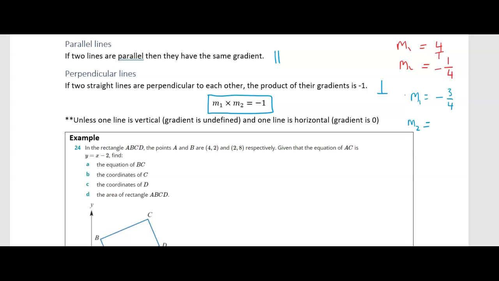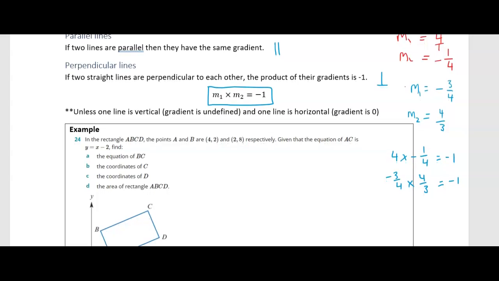All right, because it's already negative, my other one's got to be positive, and then I just flip. So it's going to be the reciprocal of 3/4, which is 4/3. With perpendicular lines, one gradient is positive, the other one is negative, and they're just the reciprocal of each other. Now, what the -1 means is if I was to multiply 4 times -1/4, I would get -1. If I was to multiply -3/4 by 4/3, that would be -1.